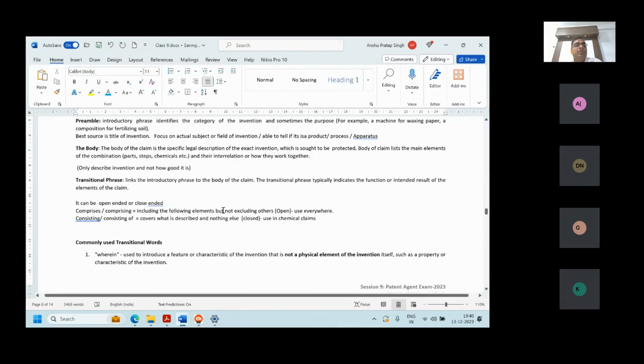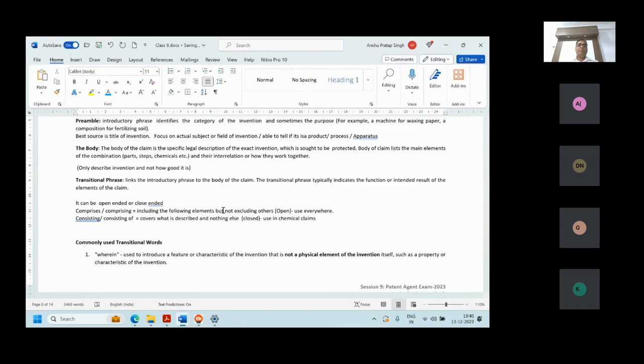Transitional phrase: there can be comprises or comprising. It will include the following. What does comprising mean? Comprising is open-ended, which means that whatever I'm describing is fine, but anything else can also be there. So it has a broader protection than consisting.